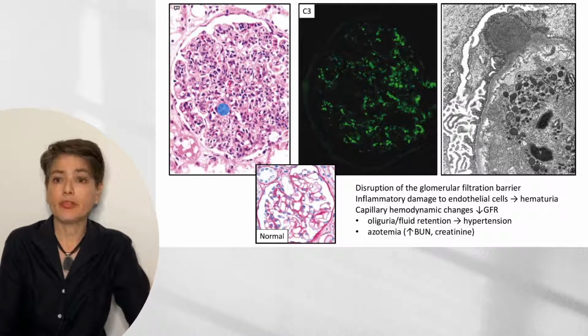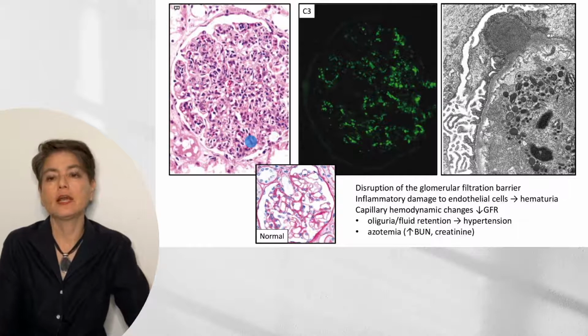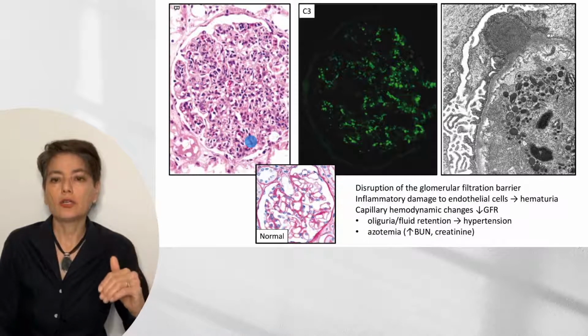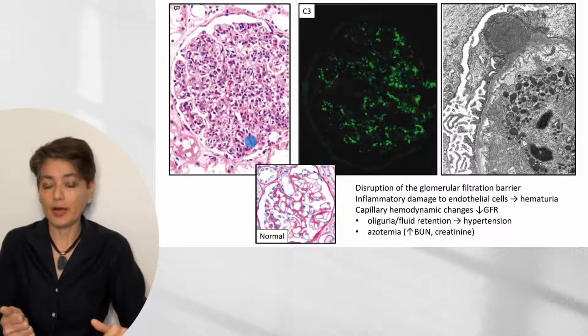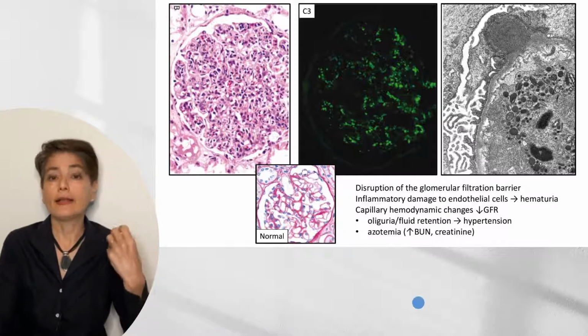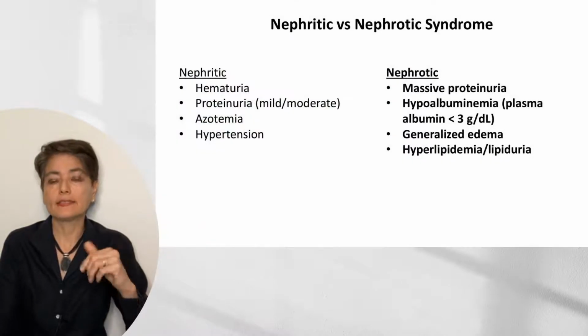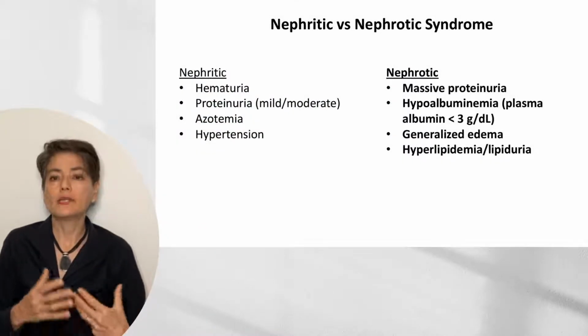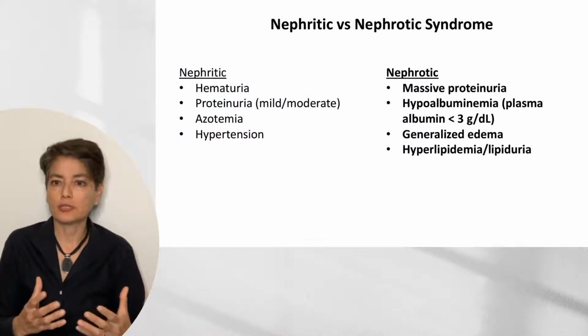Inflammatory damage to the endothelial cells is going to lead to that hematuria, and because of this damage, we get capillary hemodynamic changes, decreased GFR, oliguria, fluid retention leads to our hypertension, and our increased BUN and creatinine. All right, so that's it for nephritic syndrome. Let's now turn to nephrotic syndrome, which has a different appearance altogether.